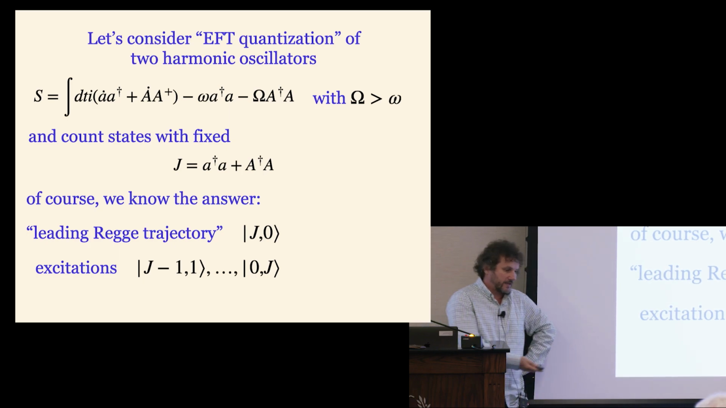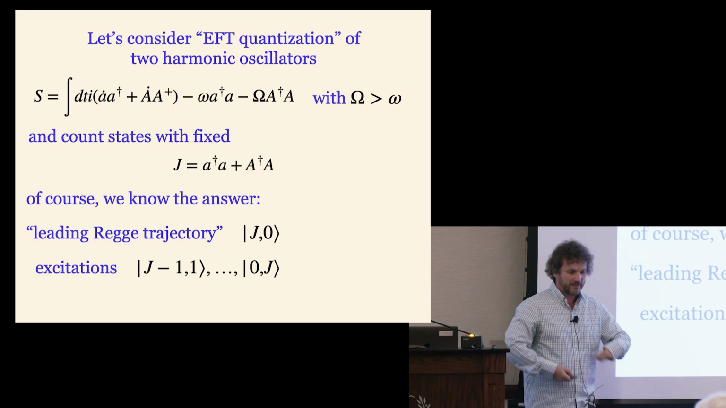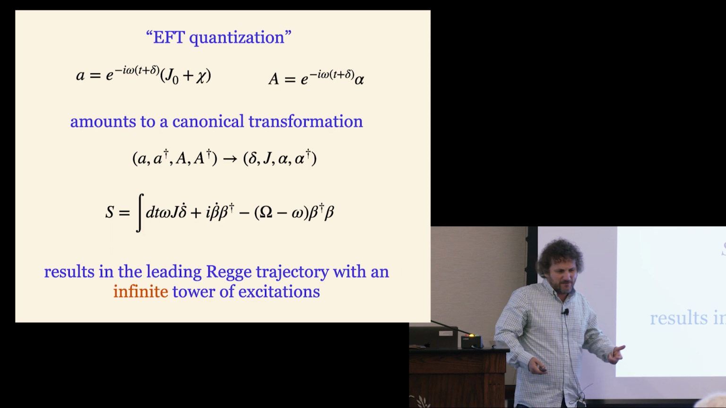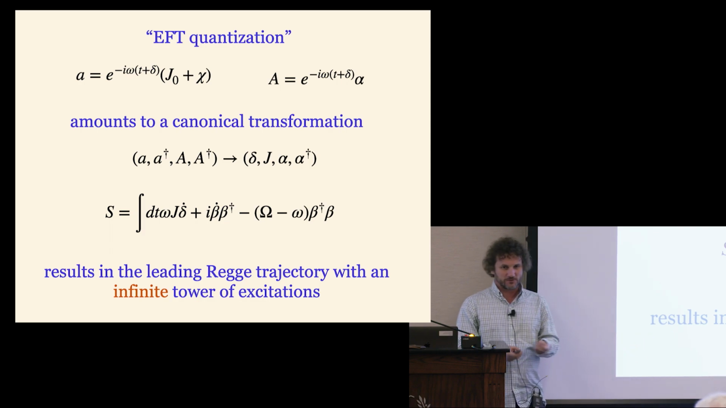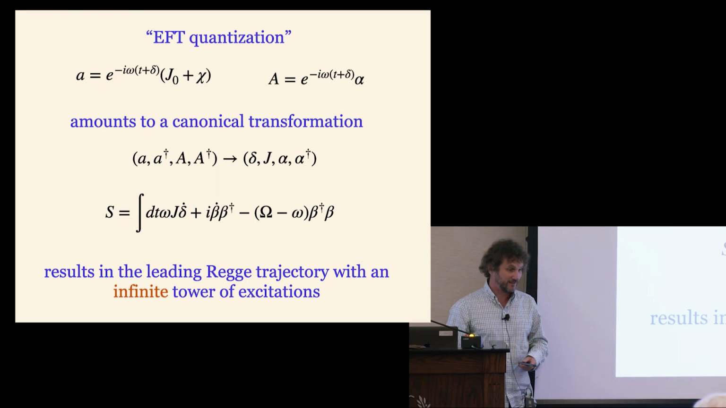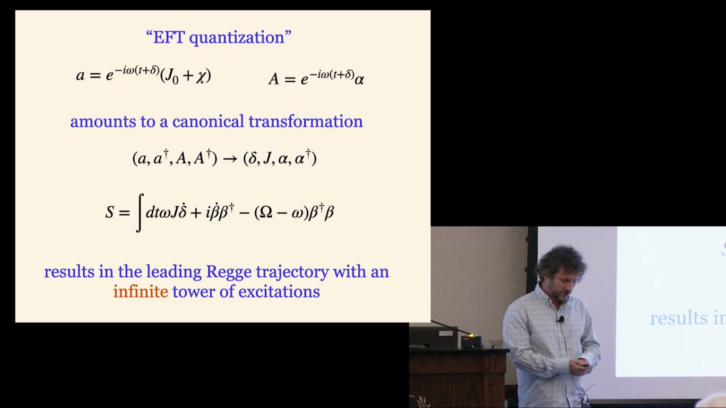However, let's try to mimic the procedure which we were doing when we were applying this effective field theory quantization. Namely, let's now take a background and let's quantize around this background. Naively, it shouldn't change anything because, well, the harmonic oscillator is a linear system. So by taking a non-trivial background and quantizing around it, nothing should change.